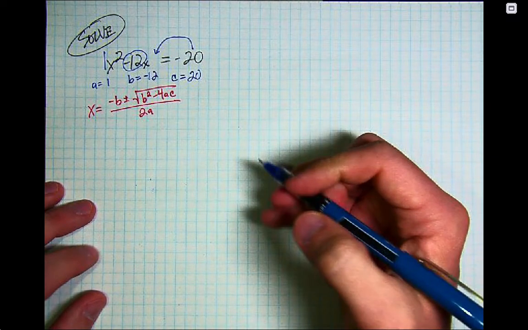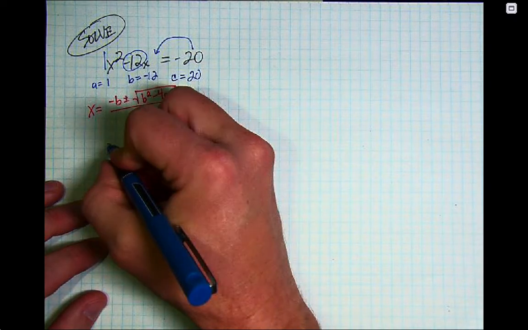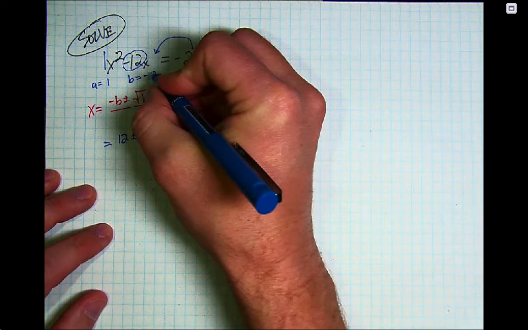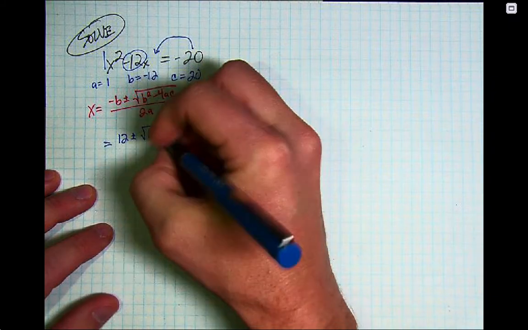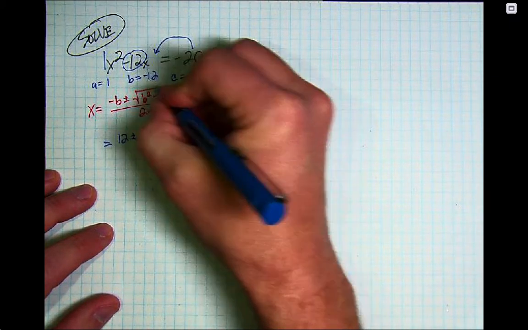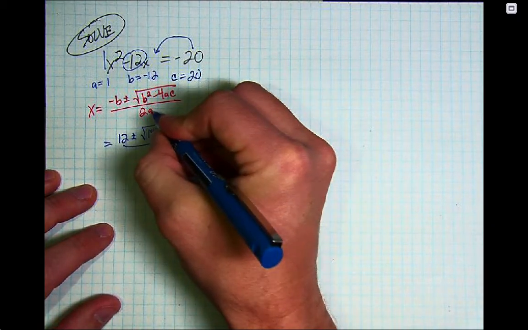Now I'm just going to plug those values in. What's negative b? Negative 12 would be 12 plus or minus b squared. Negative 12 squared is 144, positive, because when you square it, it becomes positive, minus 4 times a. What's a? 1. Times c. What's c? 20. All of that over 2 times a. What's a? 1.